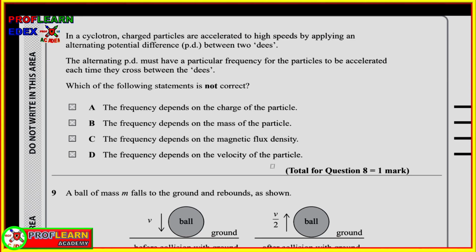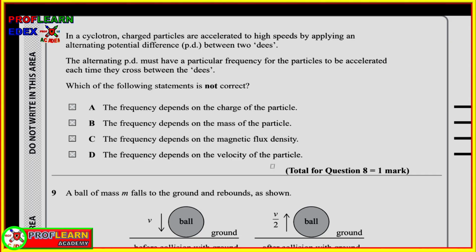We are told that in a cyclotron, charged particles are accelerated to high speed by applying an alternating potential difference between two Ds. The alternating PD must have a particular frequency for the particles to be accelerated each time they cross between the Ds. Which of the following statements is not correct? Which statement is not correct?